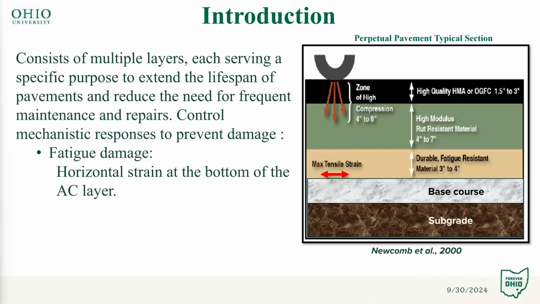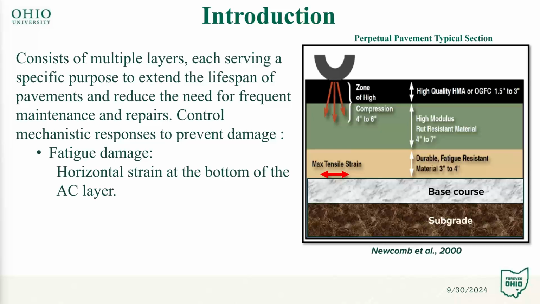This gave the start of the perpetual pavement concept, in which multiple layers, each of which will serve to extend the lifespan of pavements and reduce the need for frequent maintenance and repairs. These would control the mechanistic responses to prevent damage. So we have fatigue damage, which is the horizontal damage at the bottom of the AC layer. Each of the layers: the base course, the durable fatigue resistance layer, a high modulus rut resistance intermediate layer, and the high quality HiMA or others in the top layer of the pavement.